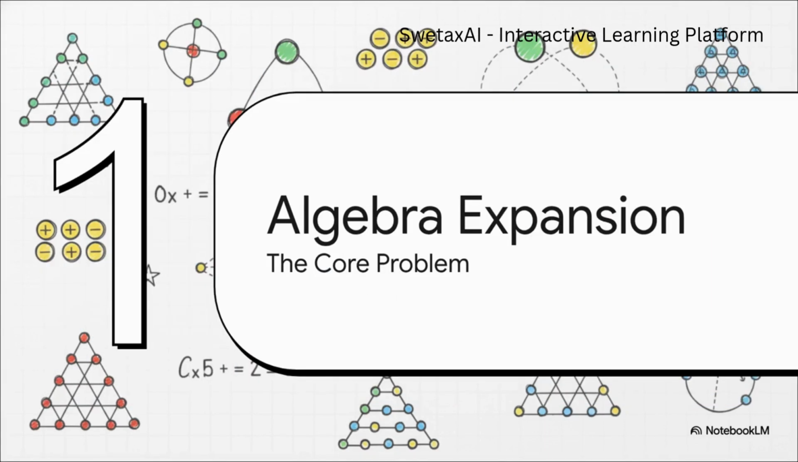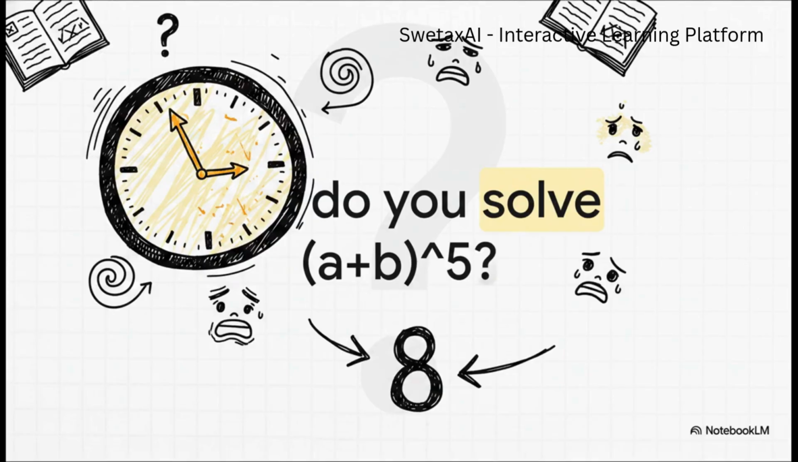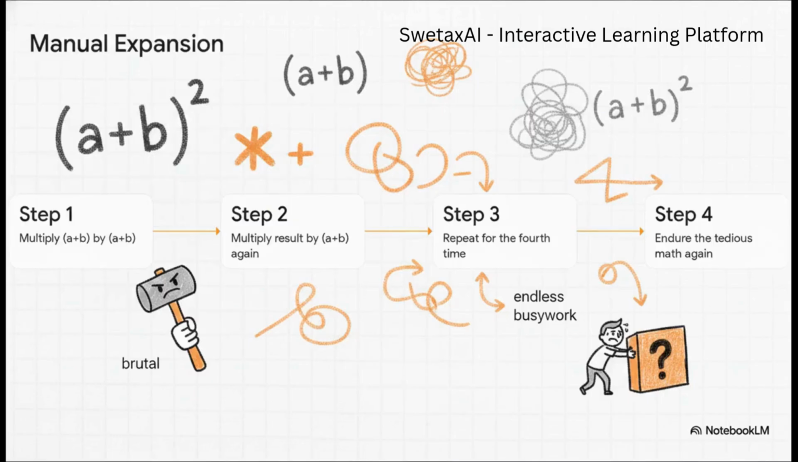Okay, part 1, the algebra expansion problem. Picture this. You're sitting in an exam. The clock is totally ticking down, and you're suddenly asked to expand a binomial with a massive exponent, something crazy like (a + b)^5, or no way, even (a + b)^8. Doing this manually, it's a total nightmare.